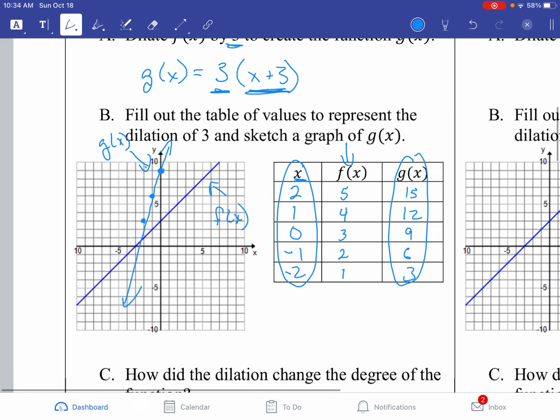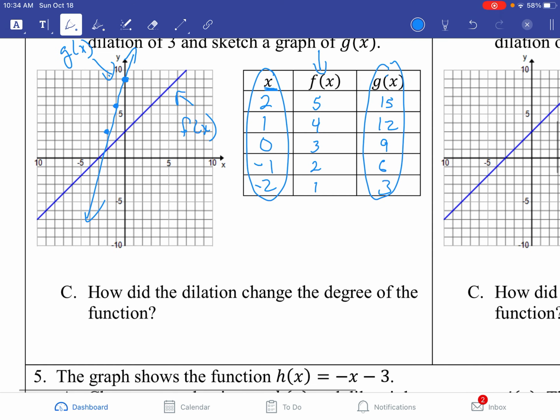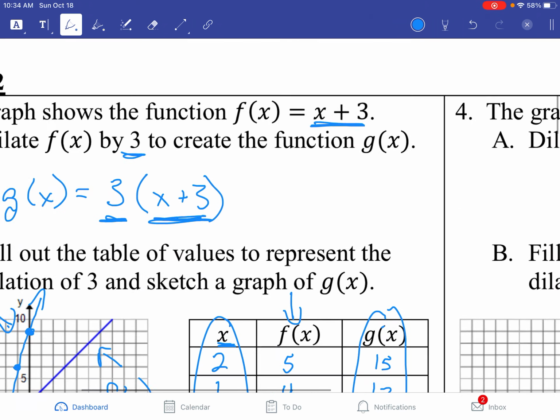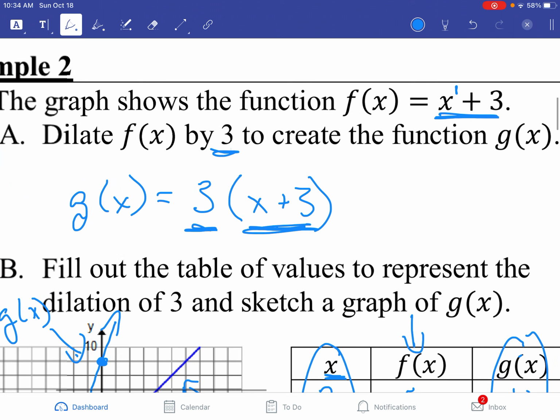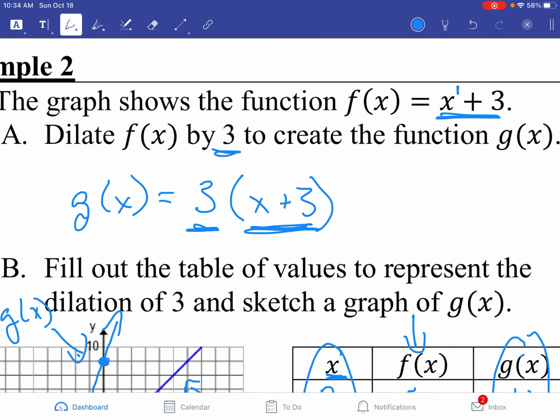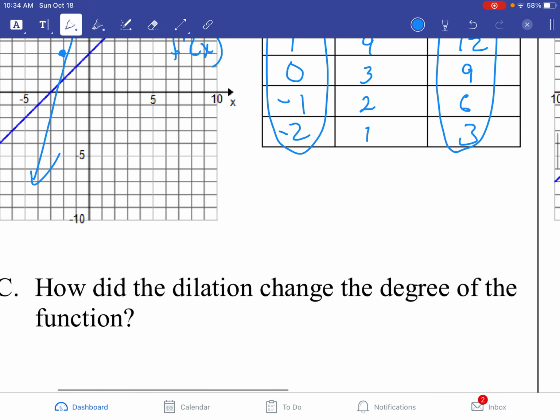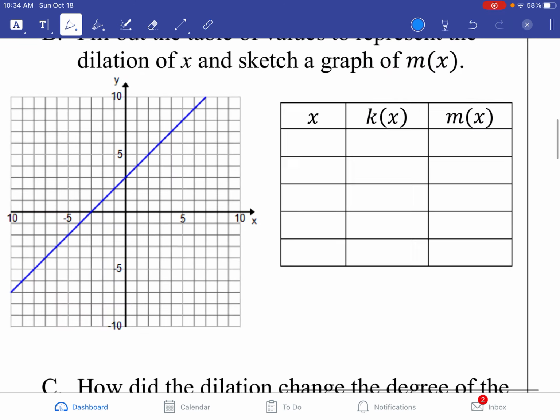Okay. And the last question here is going to be an important question as we're moving forward with this unit. How did the dilation change the degree of the function? So if we look at the degree of the original function, the degree is the exponent on the x, which is 1. If we look at the next function, if we multiplied out 3 times x plus 3, we'd get 3x plus 9. Well, that's still a degree of 1, so the degree did not change. So there would be no change. Still linear. So it's still a linear function. Okay, but in the next one we're going to see that there is going to be a change. I'm going to show you what that looks like.